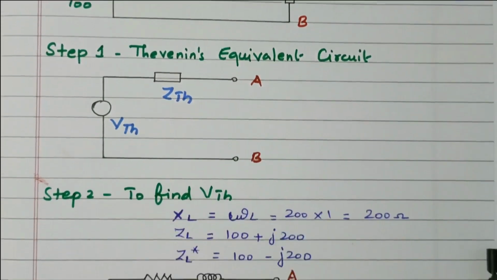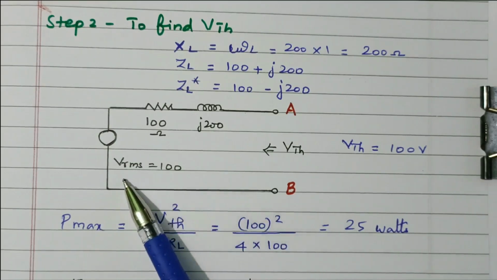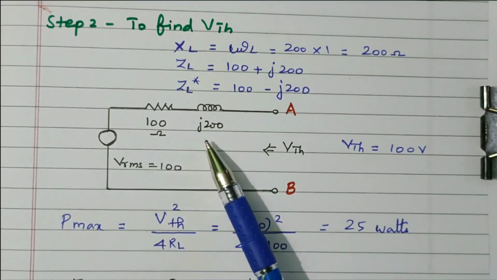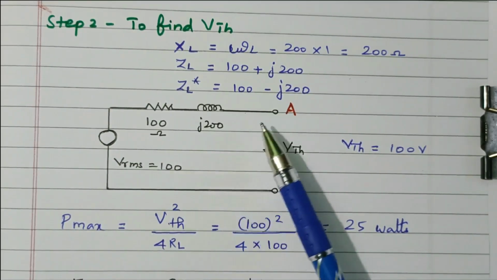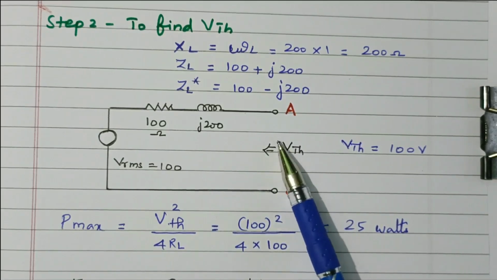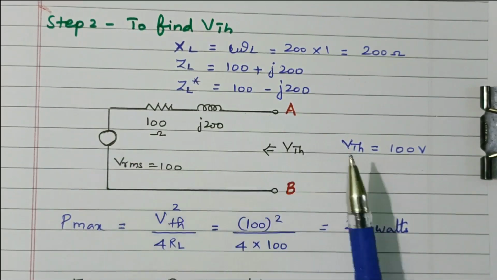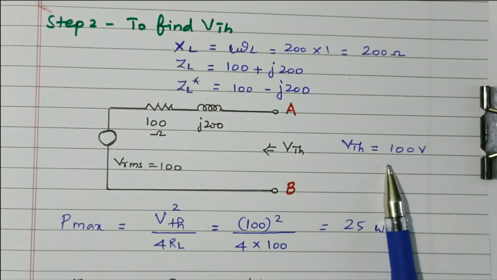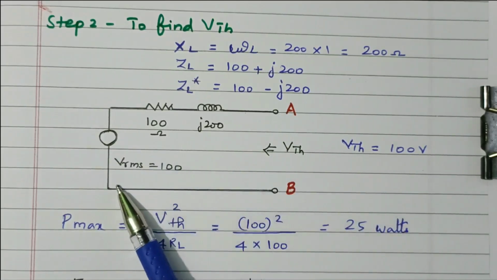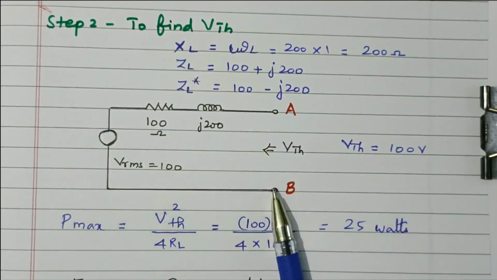Now first we will find VTH. Here one voltage source of 100 magnitude is available, one resistor of 100 ohm, and an inductor of j200 ohm. The voltage across AB is VTH. Both are in parallel, so the voltage available here will appear across AB. So VTH equals 100 volts. There is no drop, so the voltage available will appear across AB.